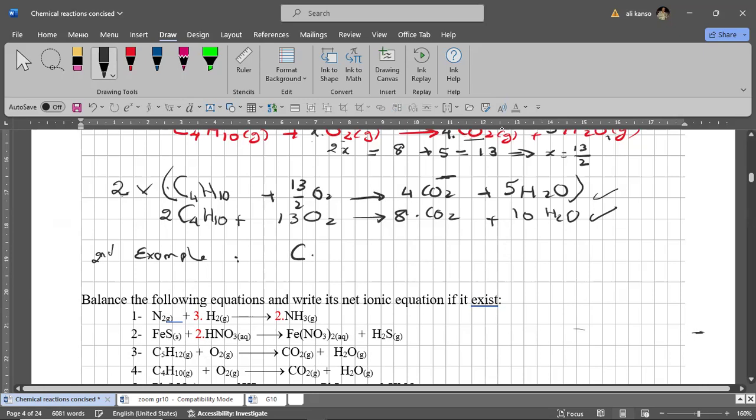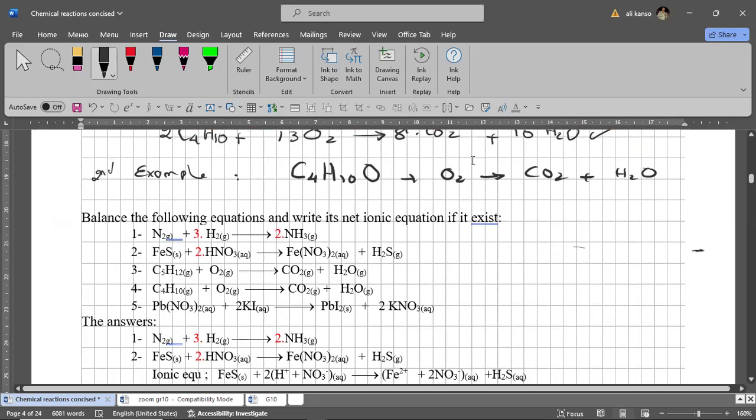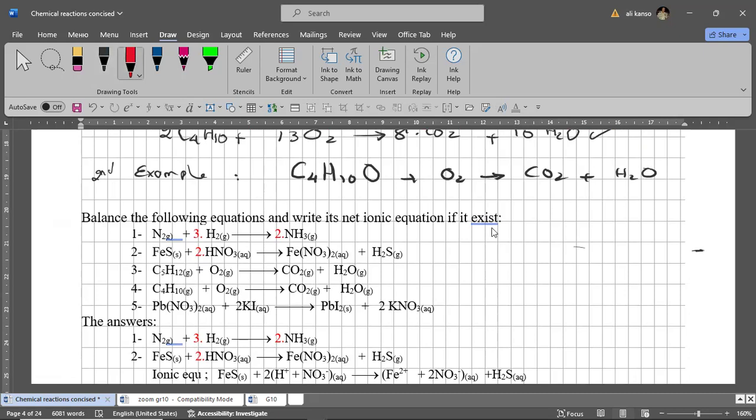Suppose that we have C4H10O plus O2, we get CO2 plus H2O, and we have to balance it. A little bit complicated. Carbon as usual, we multiply out by 4. Hydrogen 5, 10 here, 2 multiplied by 5 to be 10.